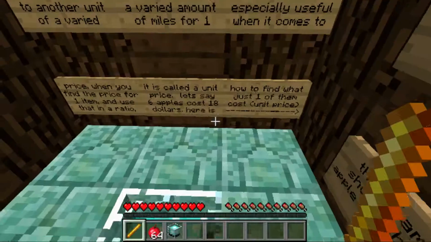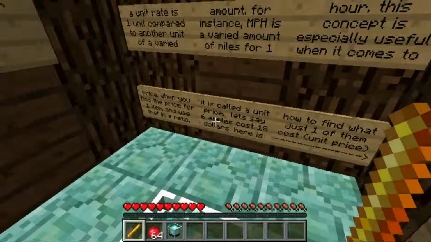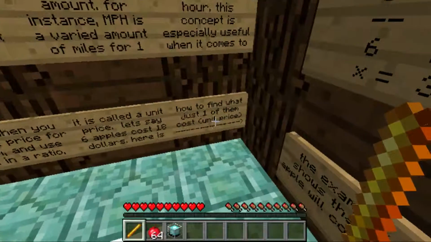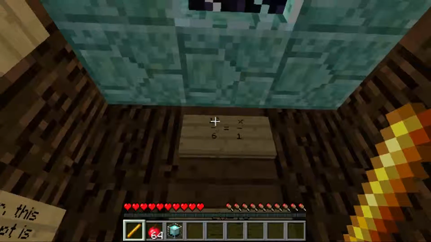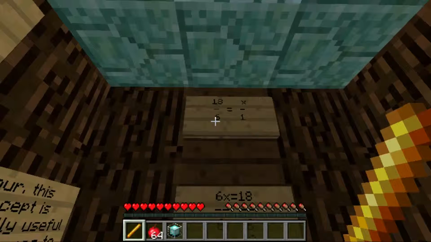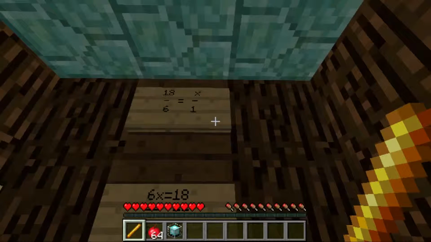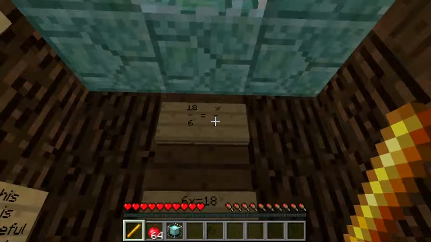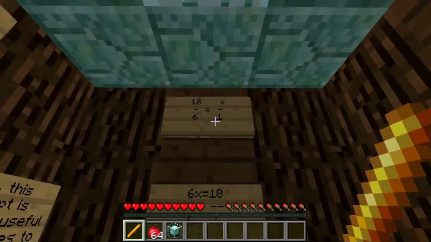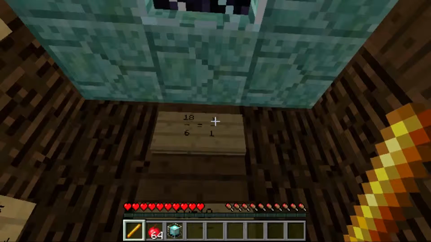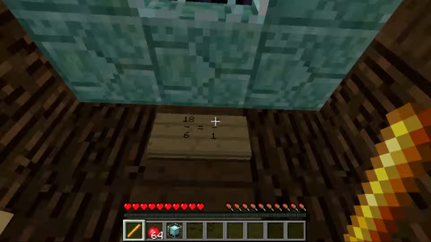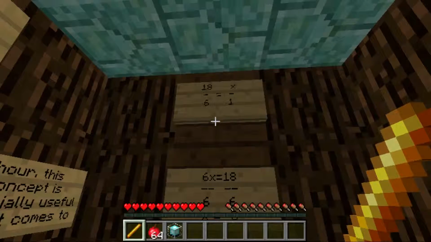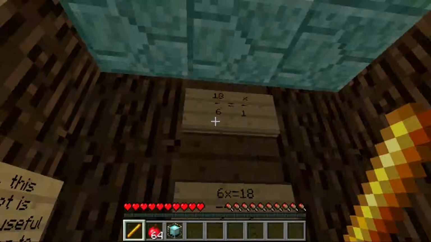Here is how to find out what just 1 apple costs, which will be the unit price. So you've already got that ratio of 18 to 6, and so now you're trying to find out what x to 1 is. We have an x there because we don't know what number is supposed to go there. We're trying to find that out. So you do the butterfly method again.